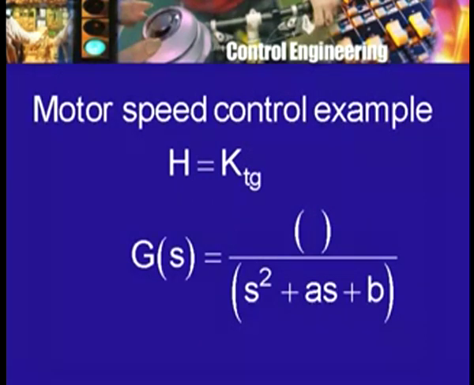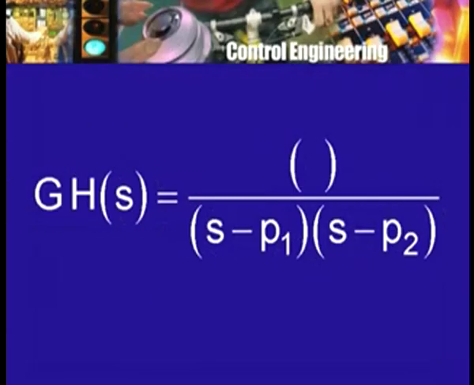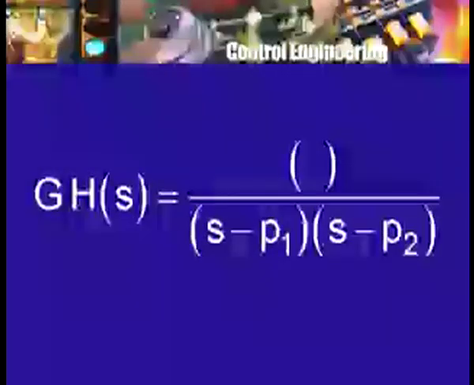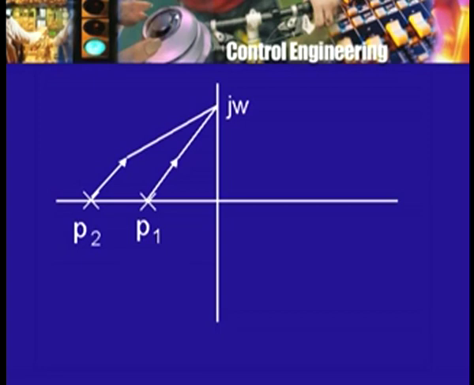Now, because of this, what is the polar plot going to look like? Let us factorize this s squared plus as plus b into the two poles. Therefore, Gh of s is going to be essentially some constant number in the numerator divided by s minus p1 into s minus p2, where p1 and p2 are the two poles. These two poles, as we had seen earlier, are in the left half of the plane, and they may both be real or they may be complex. So, let us consider the situation when the poles are real. So, here is p1 and here is p2.